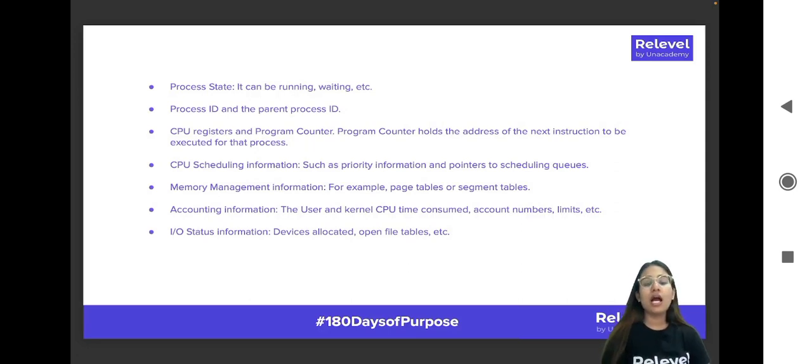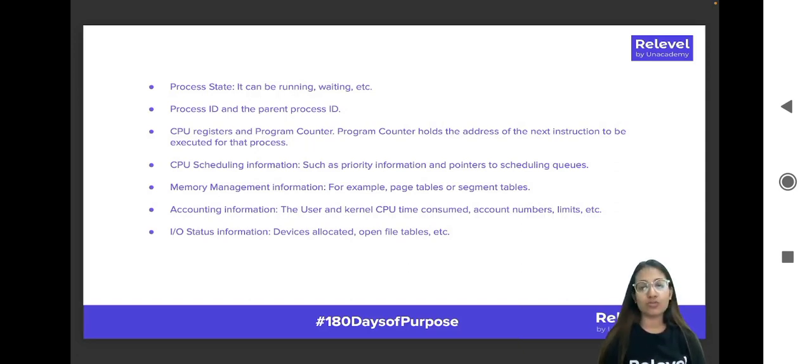Along with that, we also have CPU scheduling information. It basically stores things such as priority information and pointers to the scheduling queues. Some processes in the system are priority processes which need to be executed before the usual flow of the processes in the queue. So we have process priority and other scheduling information present as well, which is used to schedule a process. All of this is known as CPU scheduling information. Don't worry if it doesn't make a lot of sense right now.